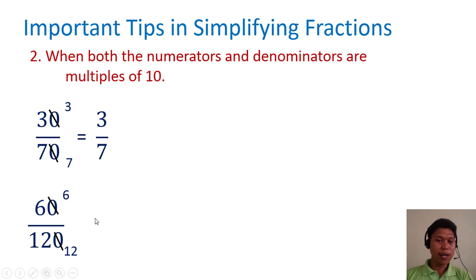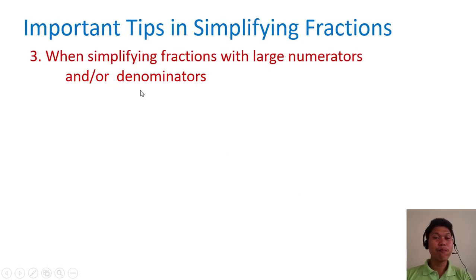Then, ang 6 over 12, ay i-apply natin yung tip kanina. 12 is divisible by 6. Okay? So, combination na to ng dalawang tips. So, we have this one is 1 and this is 2. Therefore, it is 1/2. Okay? Another tip is when simplifying fractions with large numerators and or denominators. Okay, yung mga malalaking numbers masyado.